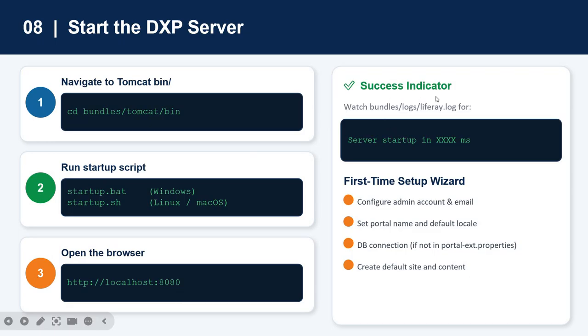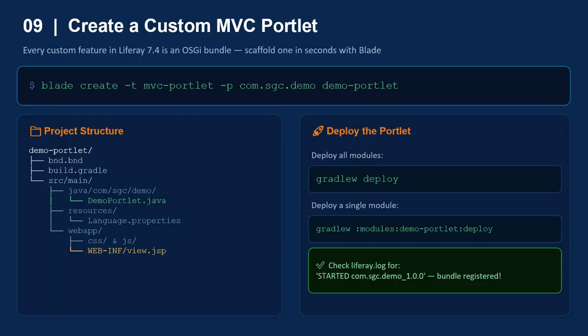Okay, now success indicator, which bundles logs. This is the location where you will see whether your application got success, how many milliseconds it took to start your applications. So first time setup wizard, when you access localhost 8080, it will show you a login window. When you click on login, it will open a login username and password. You have to enter there. Once you enter there, it will ask you to change your password. Once you change it, it will redirect you to the home page after successful login.